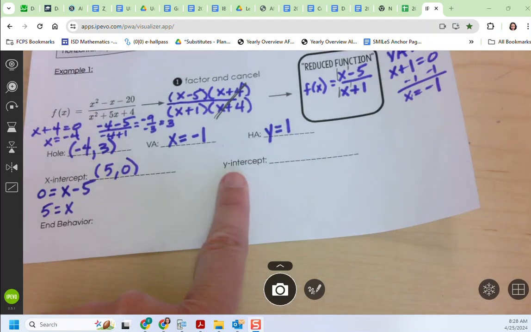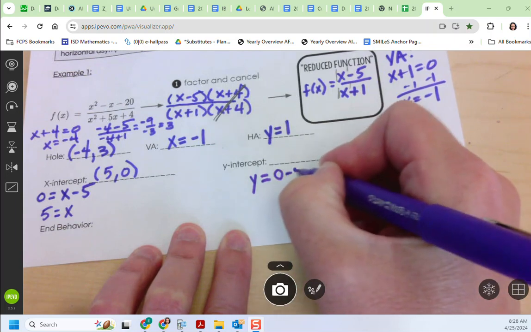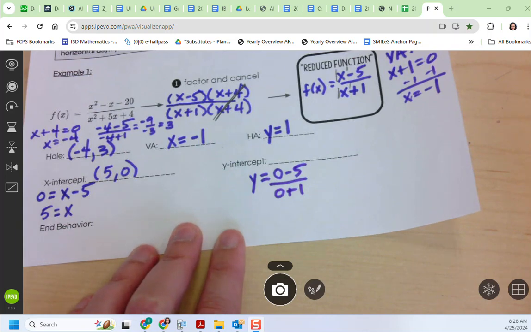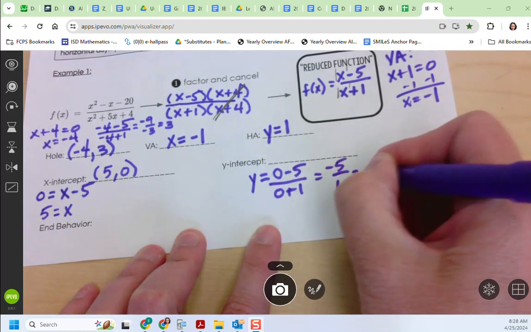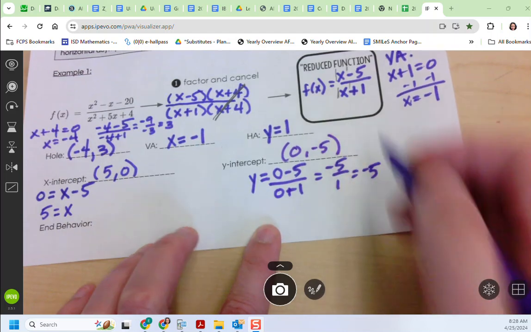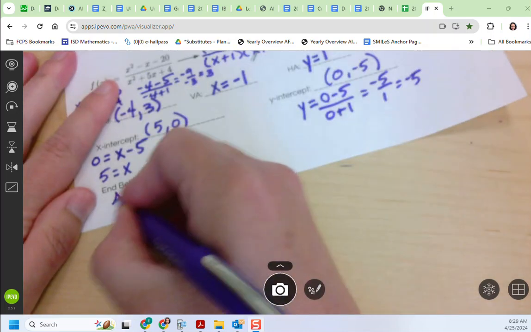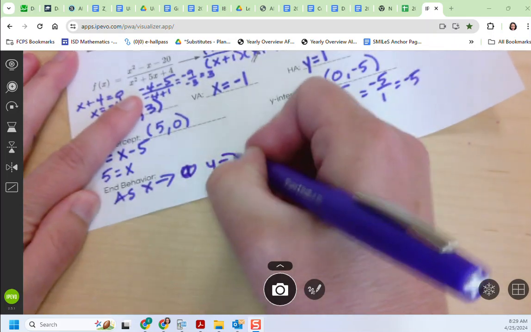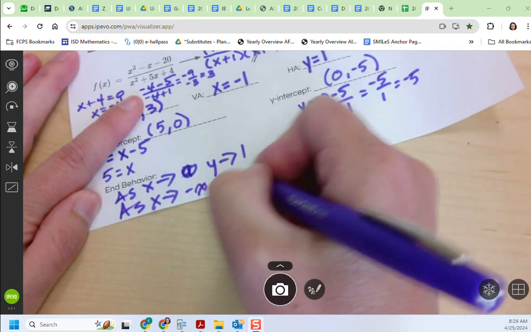For the y-intercept, you're going to make the x 0. And I'll pause for a moment before we do end behavior. As x goes to infinity, y goes to 1. And as x goes to negative infinity, y goes to 1.